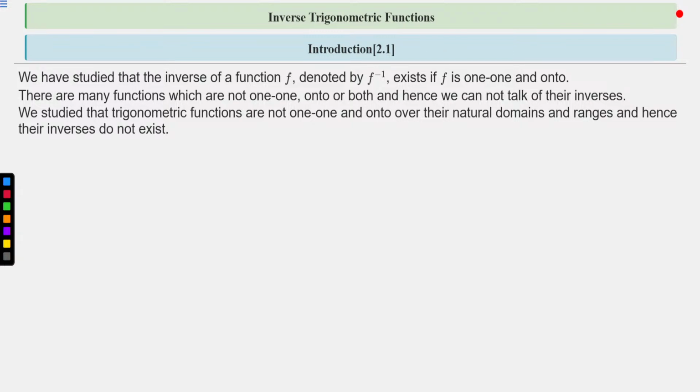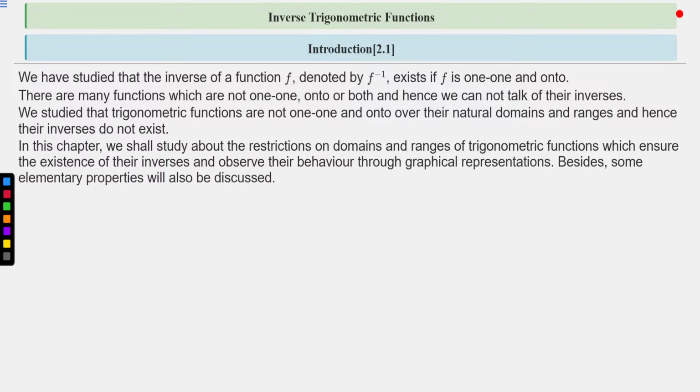So you can ask, if the inverse of a trigonometric function does not exist, then why are we studying inverse trigonometric functions? We are studying them because we will make sure that the inverse of the trigonometric function exists. For that we will have to restrict the domain, so that the function becomes 1-1 and onto in the restricted domain, right? Clear?